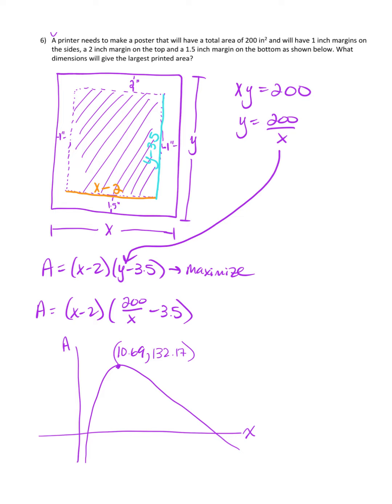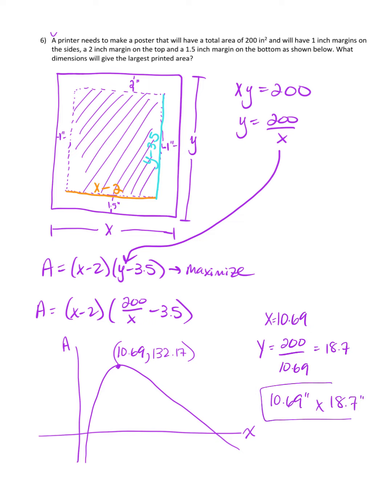But the question was, what dimensions will give the largest printed area? So really I need to find X and Y. Okay, so X I know is 10.69. And then Y, I have a formula for, it's 200 over X. So that comes out to 18.7 inches. So my dimensions are 10.69 by 18.7 inches if I want to maximize the printed area within the margins.